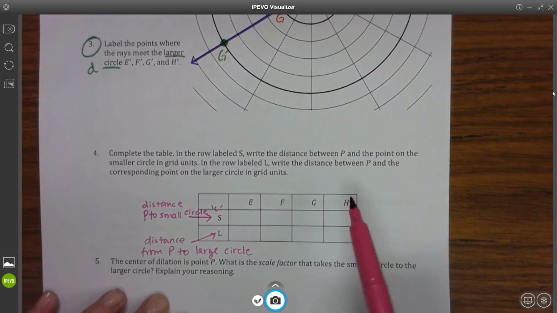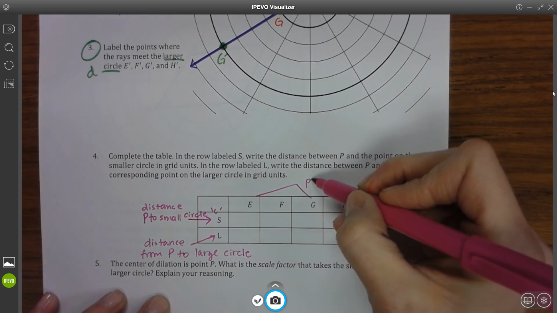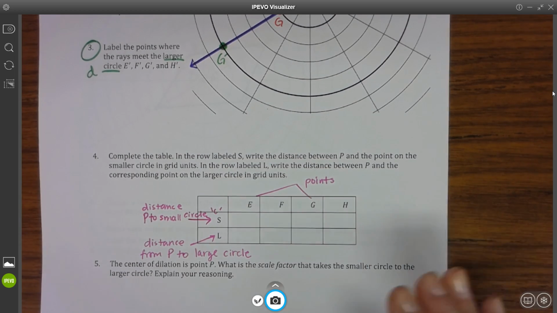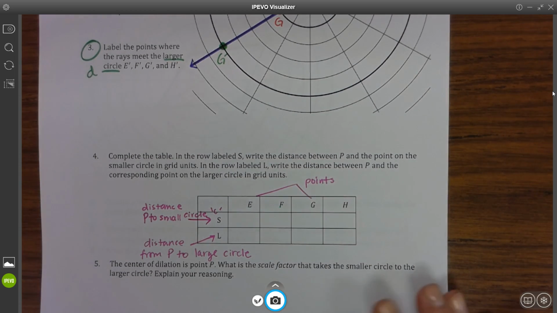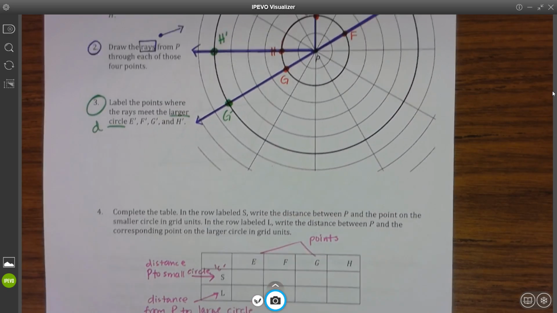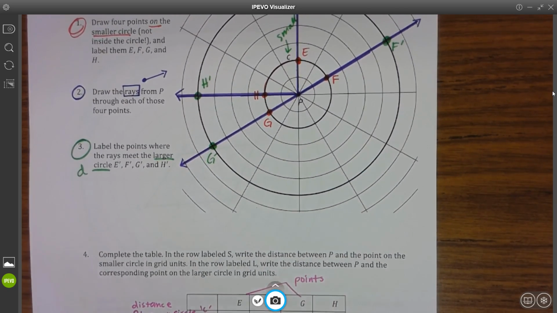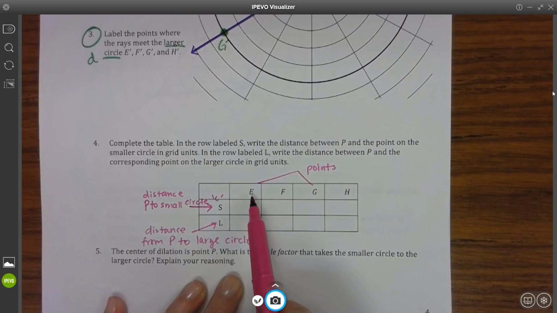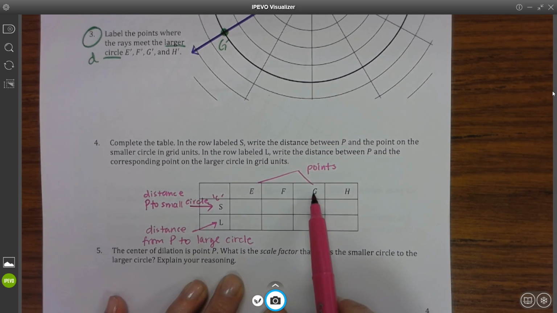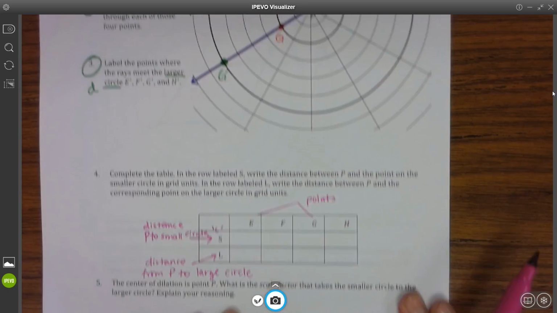Now these are the points. Okay, so just so you know what's happening here. All right. So let's take a look at our first row. So the distance from P to the small circle. So we need to see the distance from P to the small circle at point E, from P to F, from P to G, and from P to H.